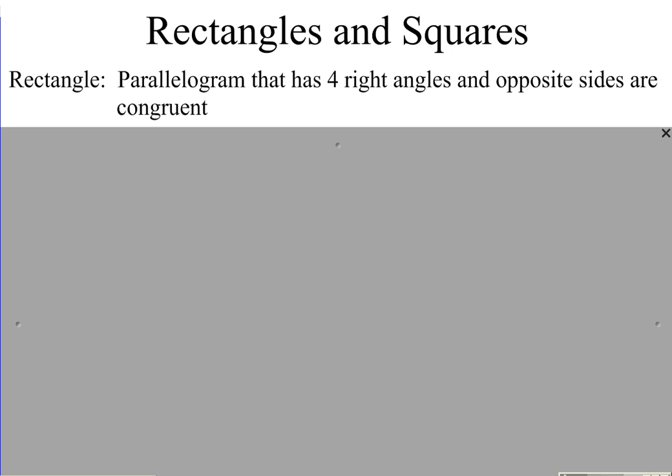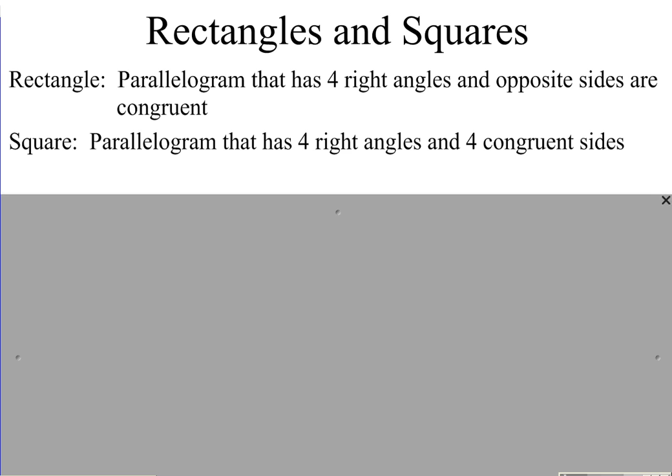The last two quadrilaterals are ones that you should know the most about. Rectangles. A rectangle is a parallelogram that has 4 right angles and opposite sides are congruent. So remember, parallelograms can be broken up further. A specific type of parallelogram is a rectangle. If it is a rectangle, then it has to have 4 right angles and opposite sides are congruent.